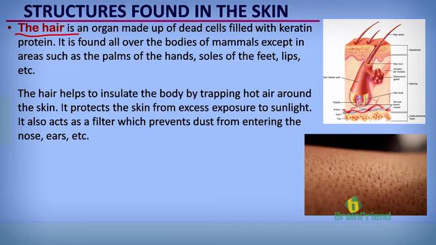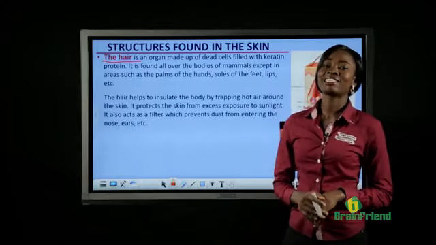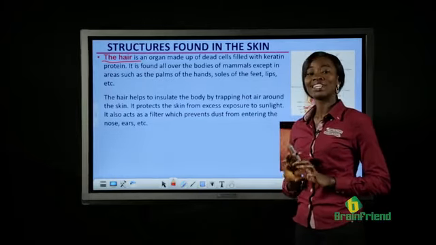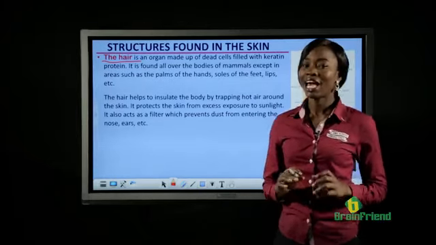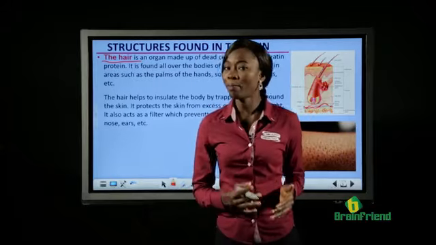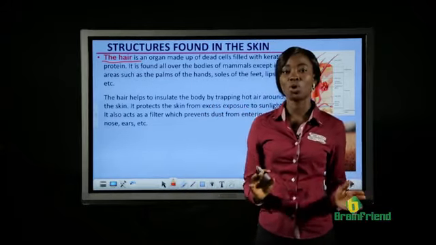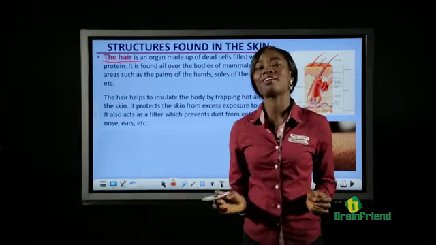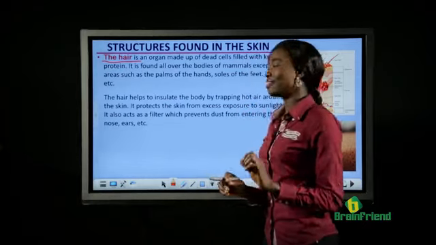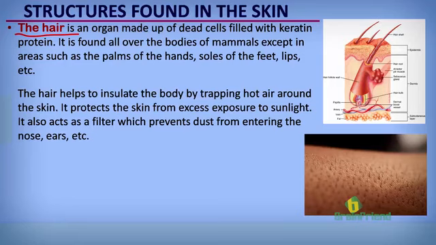Have you ever seen someone with a hairy skin? Hairs are structures that are found on the skin of mammals. Hairs distinguish mammals from other types of animals. Mammals are characterized with hairs on their skin. So the hair is an organ or a structure that is made of dead cells. It is a tissue that is made up of dead cells. So once again, we meet a structure on the skin that consists of dead cells.